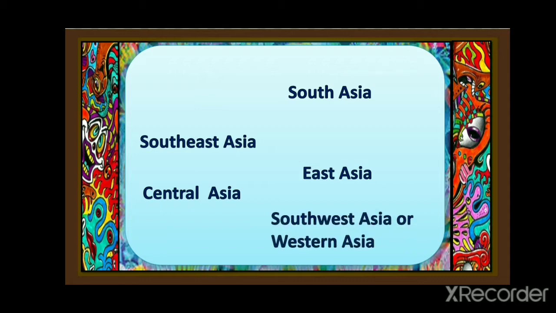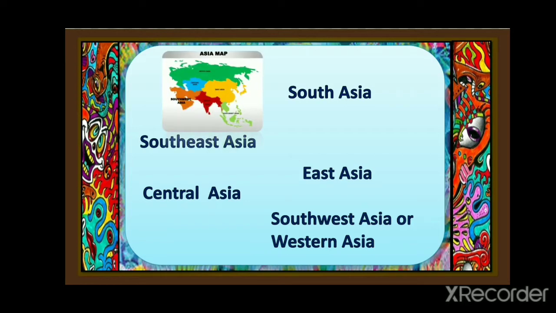Southwest Asia or Western Asia is the part of Asia that includes the Middle East. It includes Israel, Lebanon, Syria, Jordan, Turkey, Saudi Arabia, Yemen, Oman, Bahrain, Qatar, Iraq, Iran, Kuwait, Cyprus, Egypt, and the United Arab Emirates. And this is the Asia map.